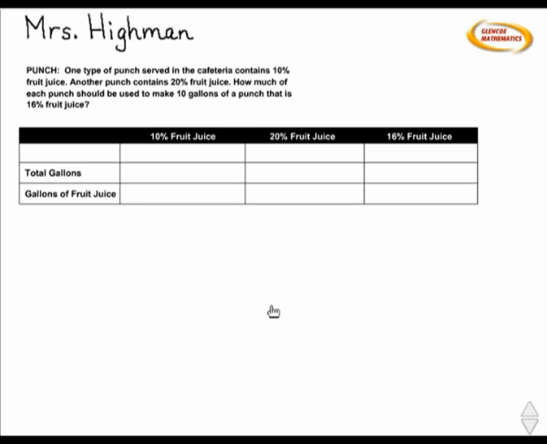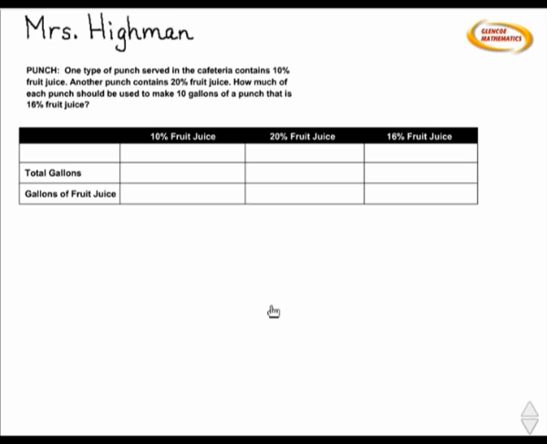We're going to write and solve a system of equations. Punch. One type of punch served in the cafeteria contains 10% fruit juice. Another punch contains 20% fruit juice. How much of each punch should be used to make 10 gallons of a punch that is 16% fruit juice?